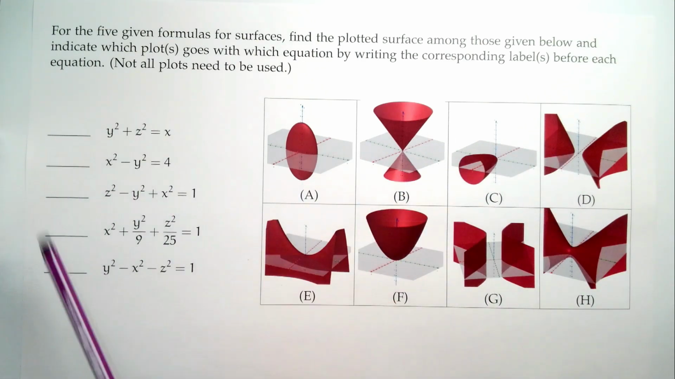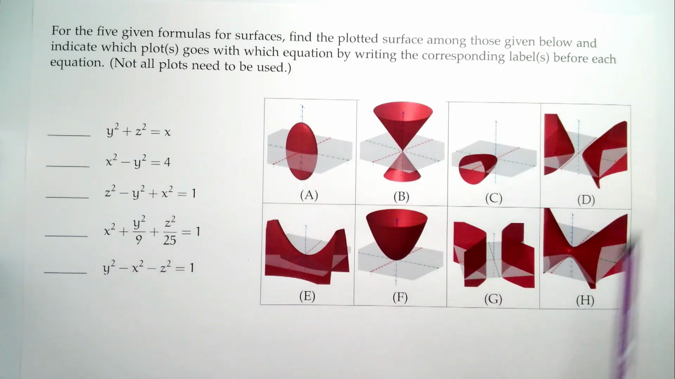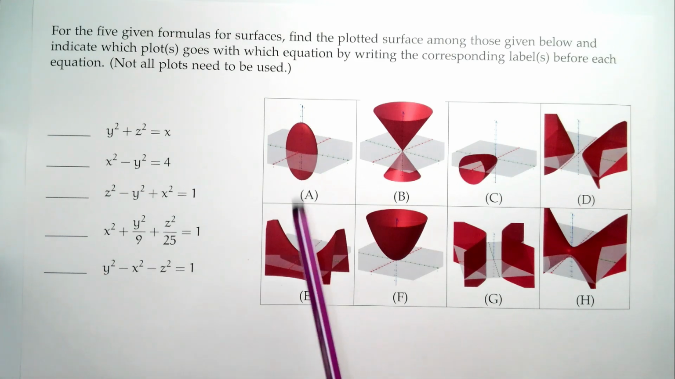Over here, we have formulas. And these formulas produce pictures. Among these pictures, the formulas exist. And the question is, okay, pair them up. Now, if you count, you'll see that there are 8 pictures here, but there are only 5 formulas, which means that we threw in some extra pictures for fun. Or maybe you could say for misdirection.